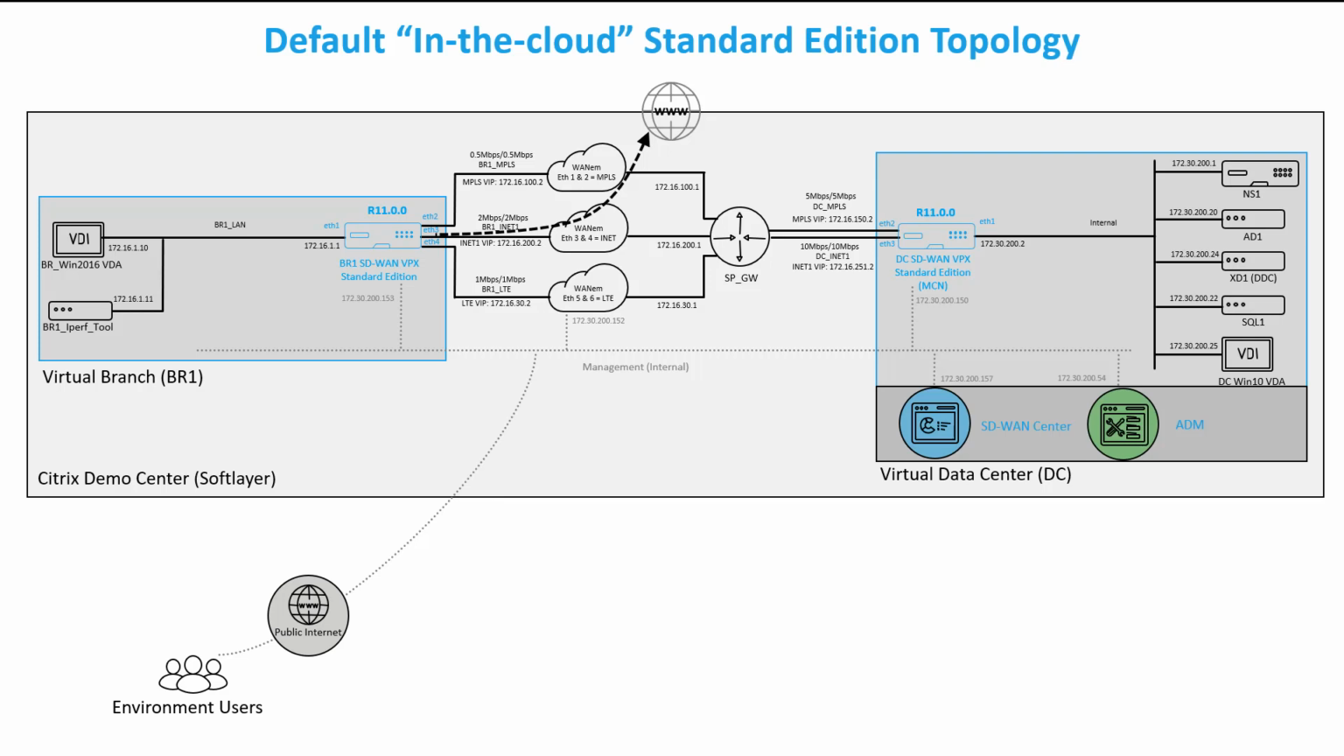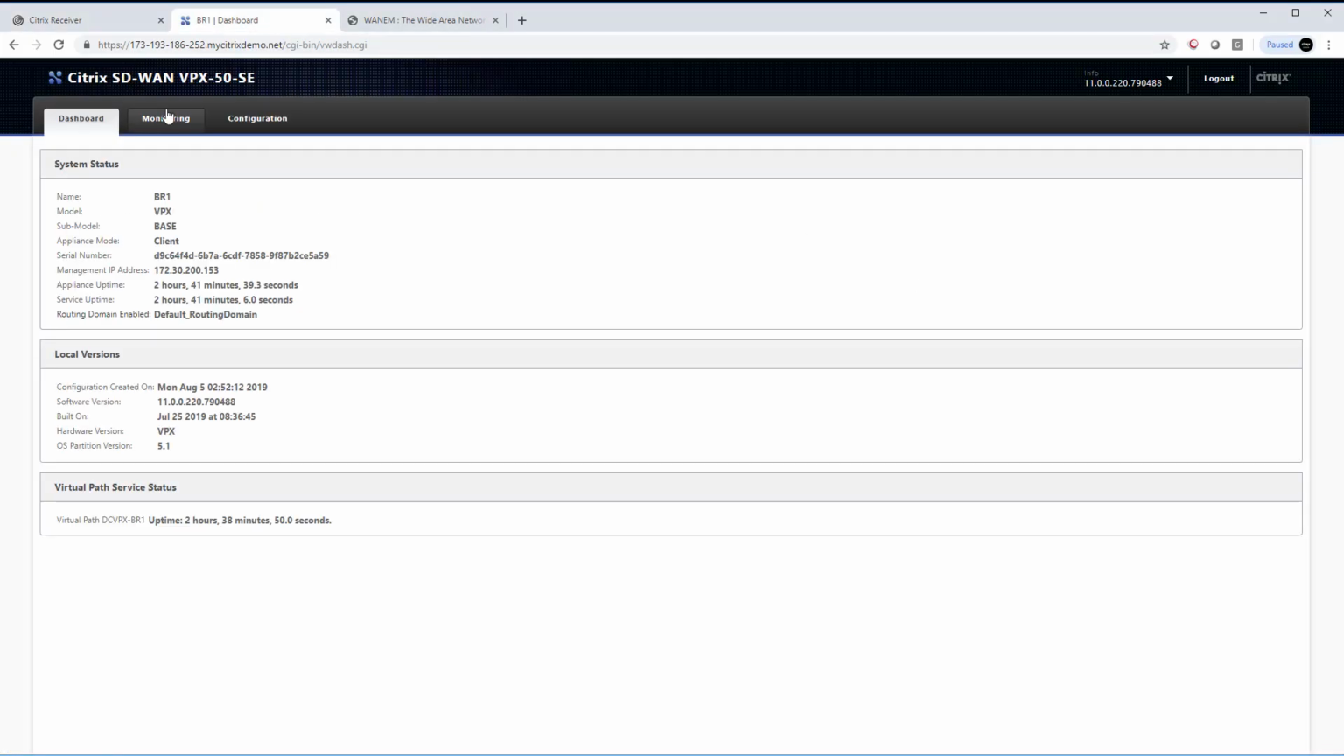For the branch office site, we have three distinct WAN links: a fractional T1 at 500 kilobits per second, a 2 meg up and down internet link, and a 1 meg up and down LTE link purposely configured to be in standby mode.